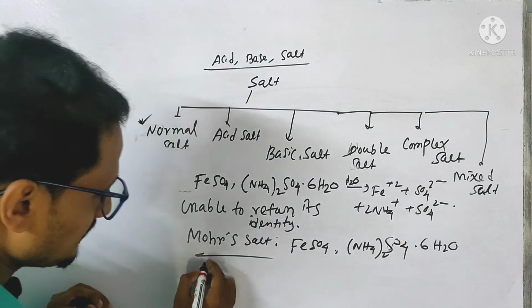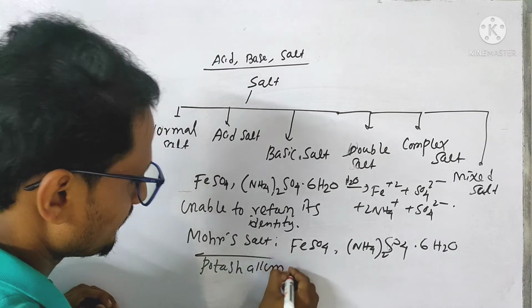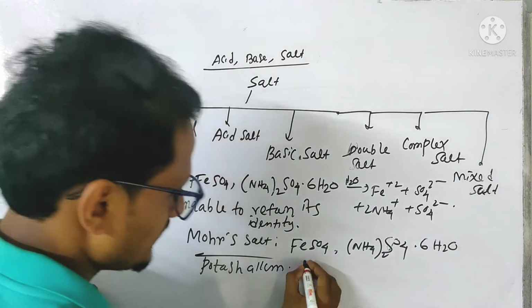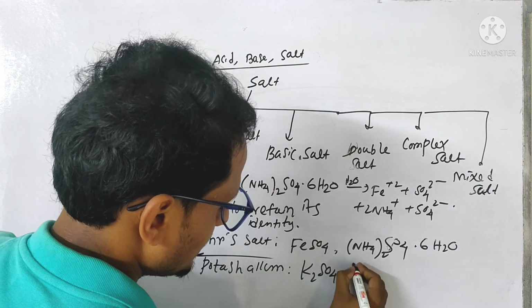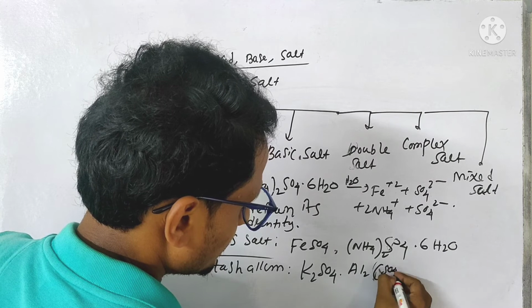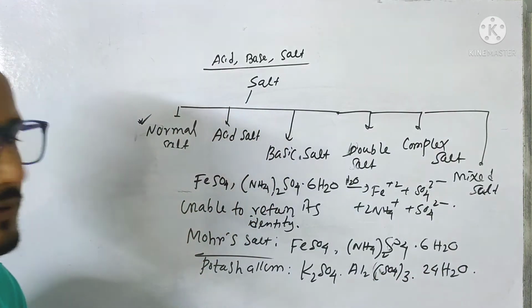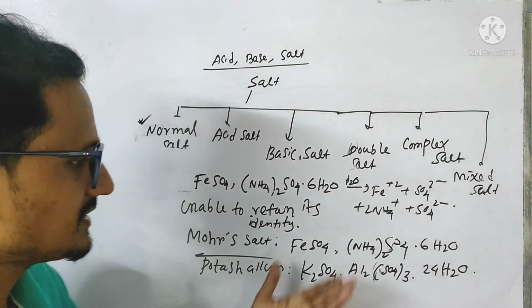Again, another example, potash alum: K2SO4, Al2(SO4)3, 24H2O. It is also an example of a double salt.